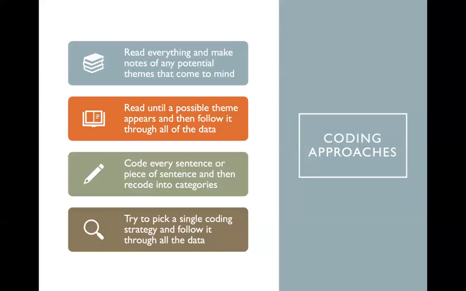So coding approaches will therefore mean you need to read everything and make notes of any potential themes that may come to mind, where you also have to read until a possible theme appears and then follow it through all of the data. Code every sentence or piece of sentence and then recode into categories. And then try to pick a single coding strategy and follow it through all the data. Those are the coding techniques that you need to take into consideration.